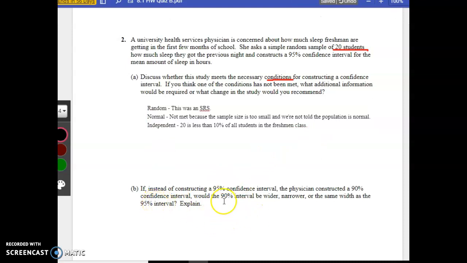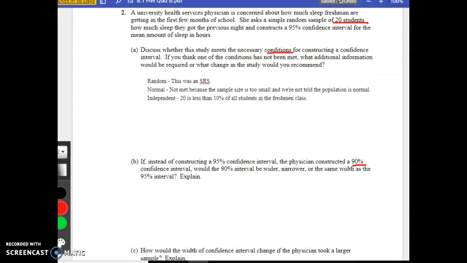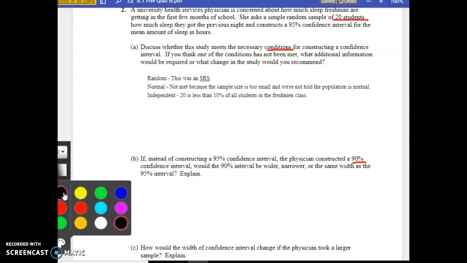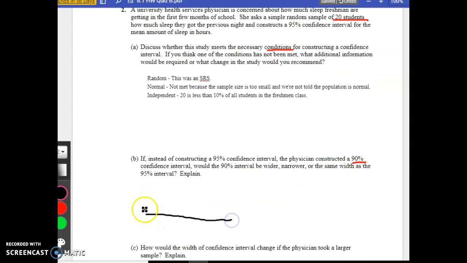B, if instead of constructing a 95% confidence interval, we constructed a 90% confidence interval, would the 90% interval be wider, narrower, or the same width? Well, let's think about what that means. And I'm going to kind of go back to old school empirical rule. So empirical rule, if this is the mean in the center, every standard deviation away, I kind of get wider. This interval gets wider.